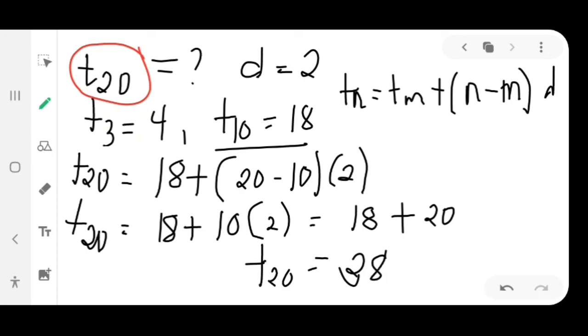So as you can see, we got the same answer, whether we use t sub 3 or t sub 10.